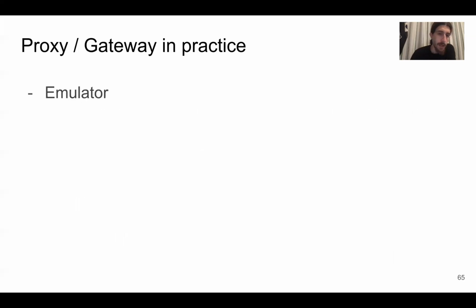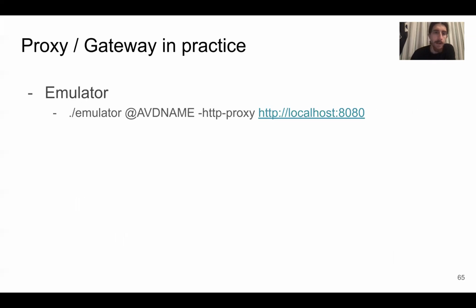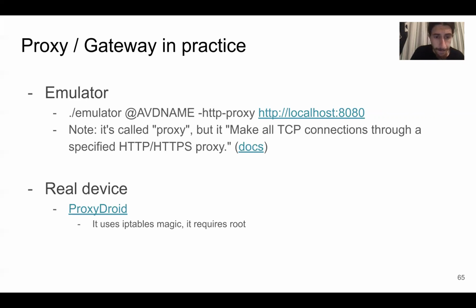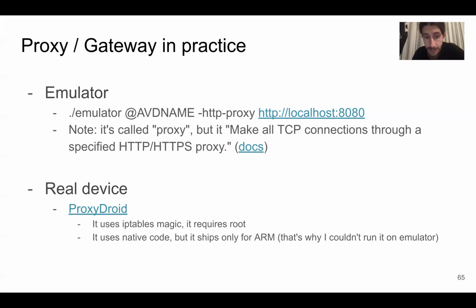Cool. So in practice, how does it actually work? For the emulator, it's quite simple. The emulator program accepts a command line option, http-proxy, and you specify where the proxy is. It's called proxy, but it makes all TCP connections go through this specified proxy. And if you have a real device, then you can install applications. One of them is ProxyDroid. It does some iptables magic to reroute requests. It also uses native code.